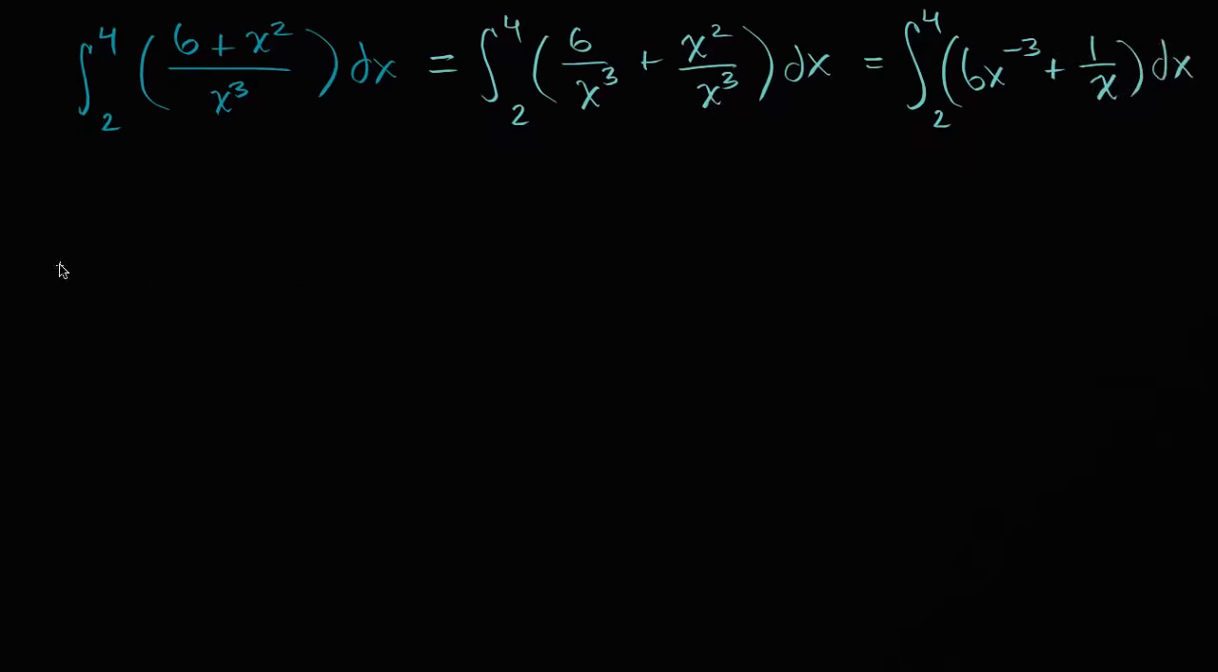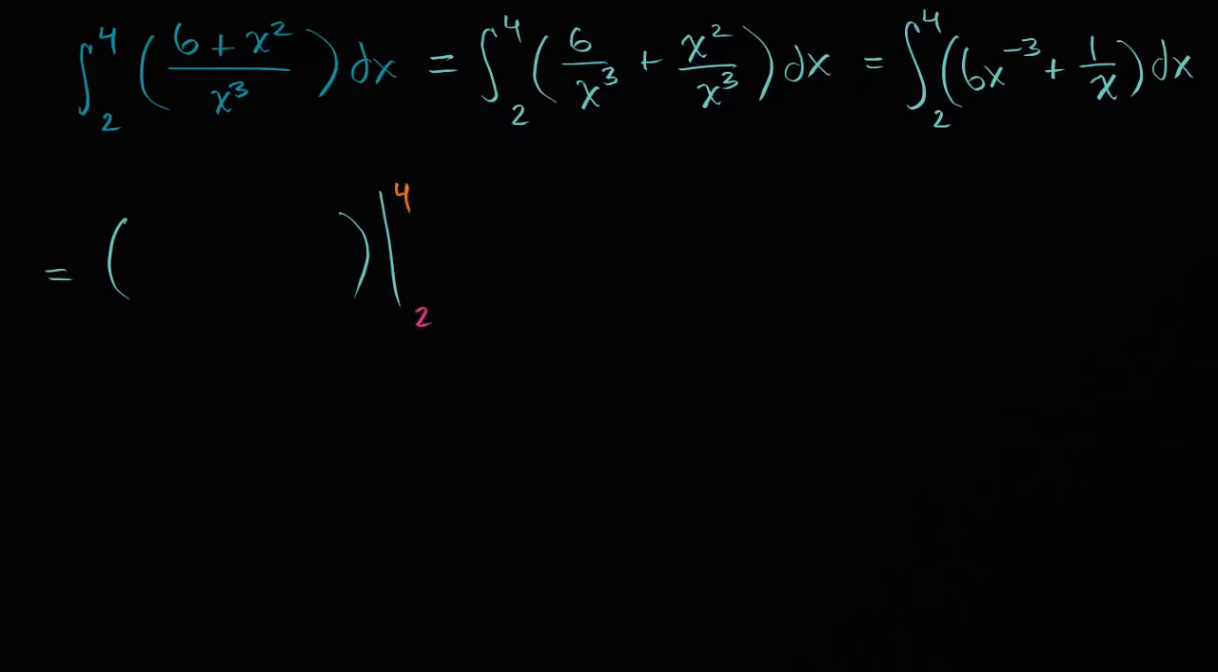Now, this is going to be equal to, let's take the antiderivative of the different parts, and we're going to evaluate that at 4, and we're going to evaluate that at 2. And we're going to find the difference between this expression, the antiderivative evaluated at 4 and at 2.